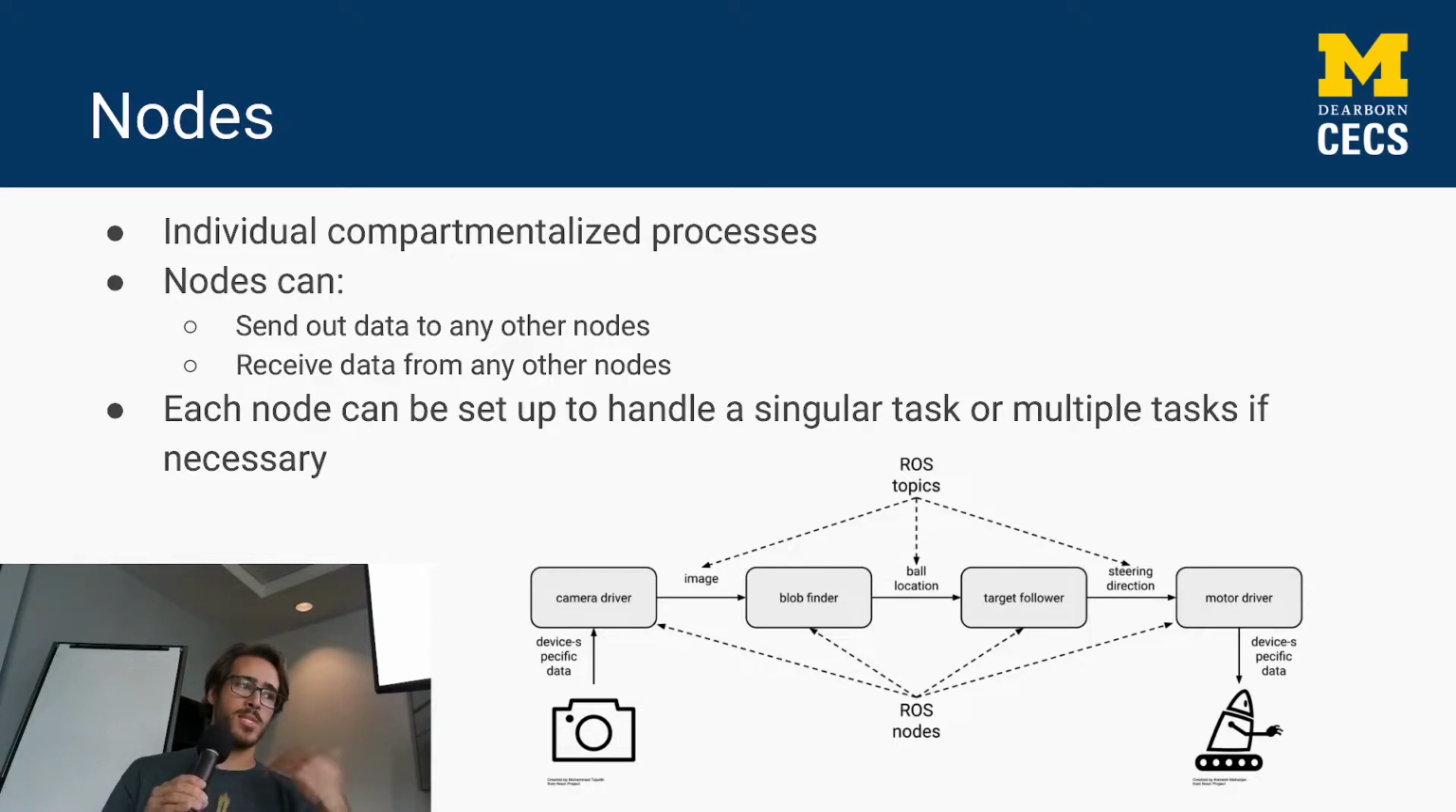So as I mentioned before, nodes are just individual compartmentalized processes that can send out data to any other nodes or receive data from any other nodes. And you can set them up with a singular or multiple tasks. As we can see in the bottom here, we have a little camera driver node that would then send an image to a node that's specific to finding an object, which would then send data to another node that would create a path to get to that object, which would then finally send that data to a motor driver node that would send the commands to the actual wheels that would then drive the robot.